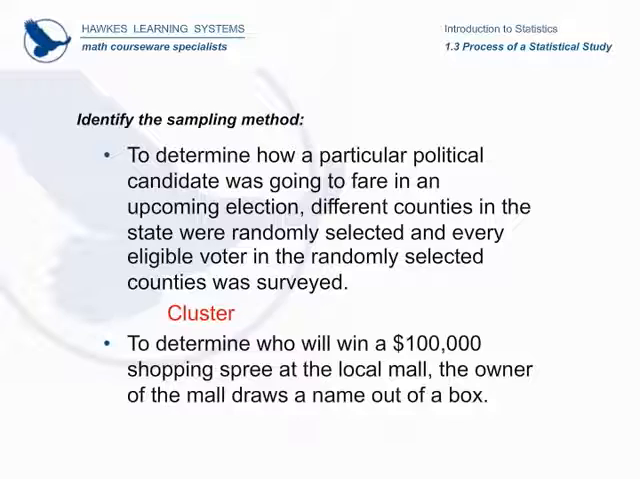Next, to determine who will win a $1,000 shopping spree at the local mall, the owner of the mall draws a name out of a box. That would be random sampling, because each person who put his or her name in the box would have an equal opportunity of being selected. So that's known as random sampling.